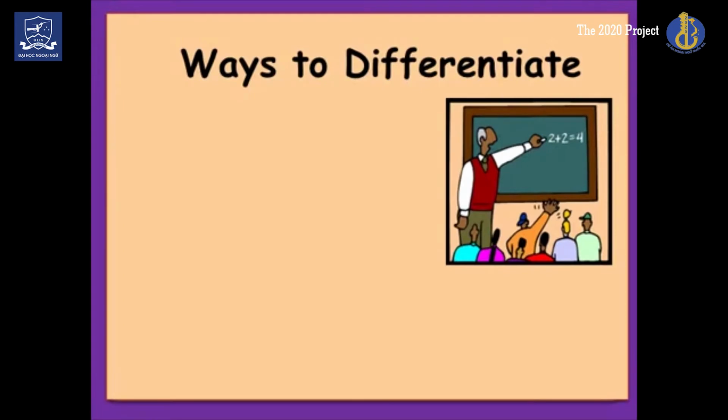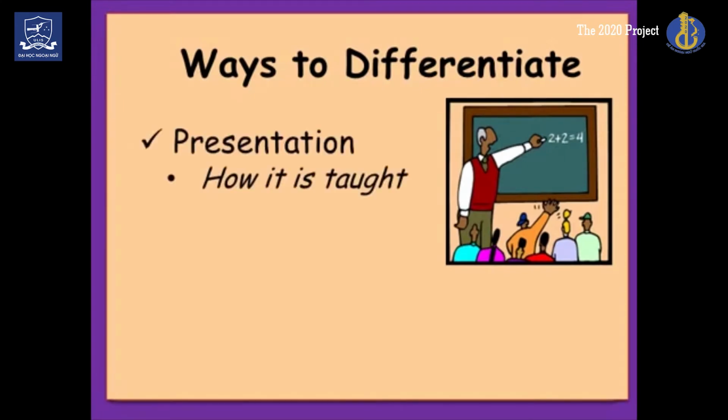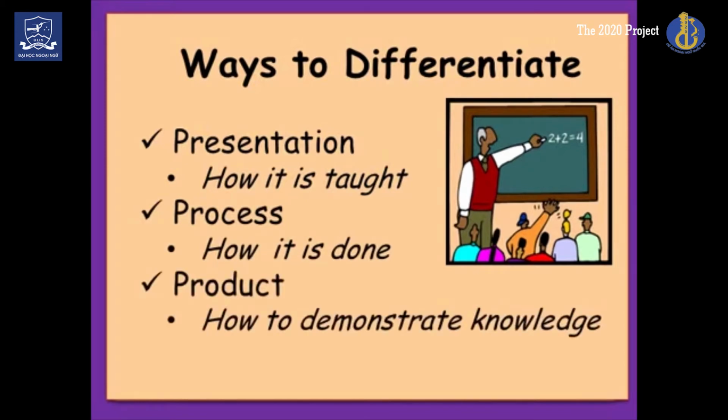How do we differentiate? Let's call it the 3 P's. There's 3 ways we can differentiate. The presentation, how it is taught. The process, how it is done by the students. And the product, how do they demonstrate their knowledge?